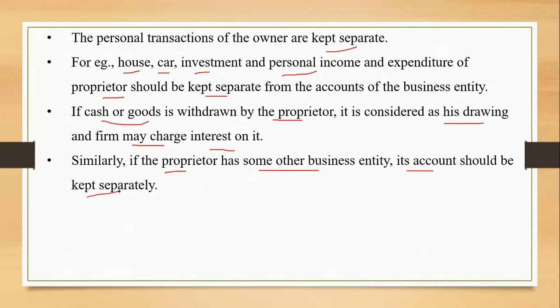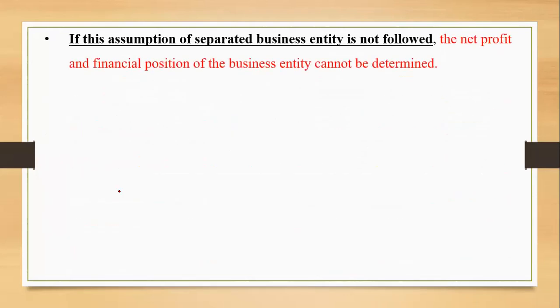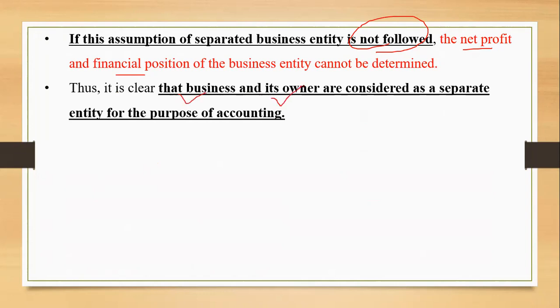It doesn't matter if just one owner is managing two different entities, a separate set of books of accounts will be made for each. It can't be just one. And yes, if this assumption of a separate business entity is not followed, what will happen? In that case, we will not be able to arrive at the correct net profit of the business entity, and will not be able to have the proper financial position of the business entity. Business and owner are to be considered as separate entities from the accounting point of view, right?